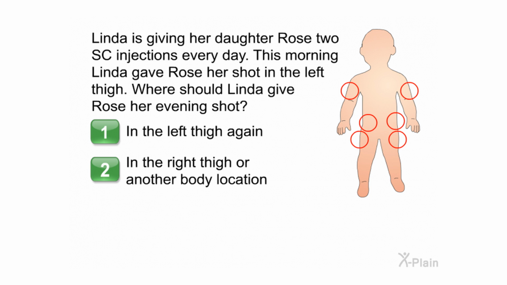Linda is giving her daughter Rose 2 SC injections every day. This morning, Linda gave Rose her shot in the left thigh. Where should Linda give Rose her evening shot? Choose one of the following options. 1. In the left thigh again. 2. In the right thigh or another body location.